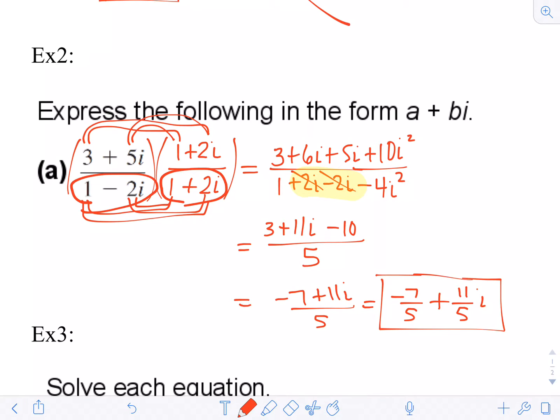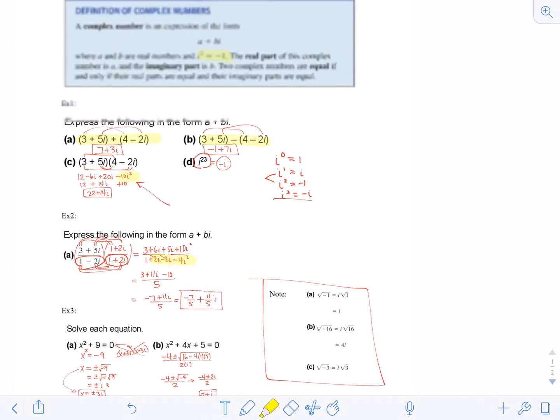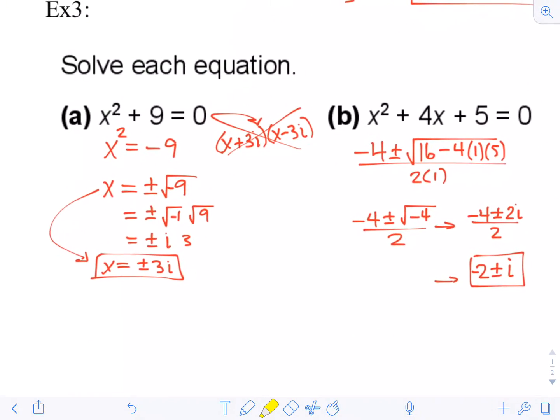And then lastly, when you get your 4i squared here, that's simply a plus 4, right? So the bottom ends up being much more manageable, and for some reason mathematicians like that. And then lastly, solving equations.